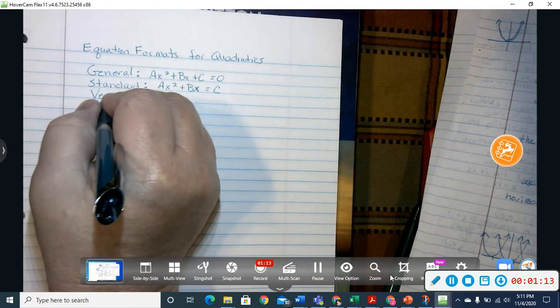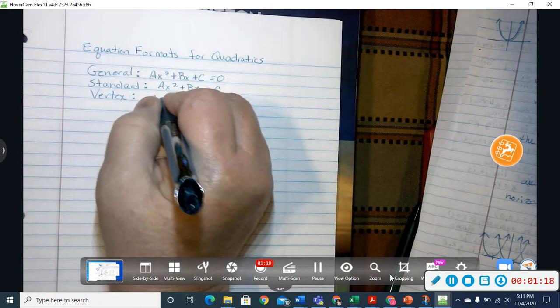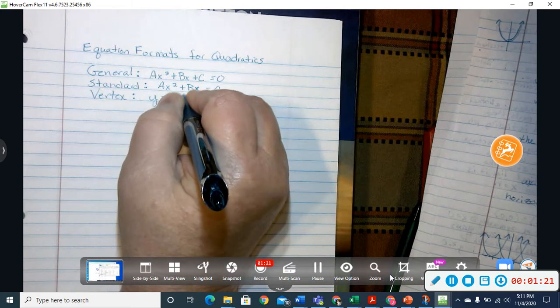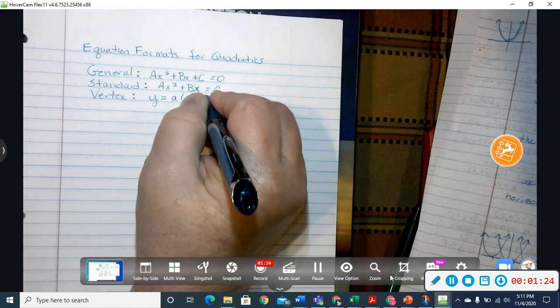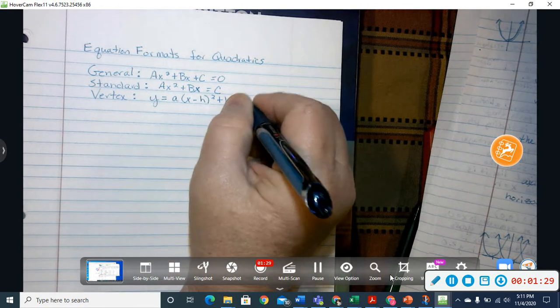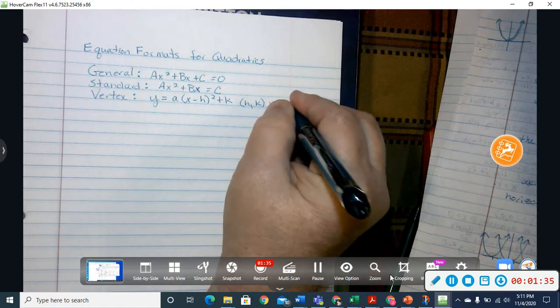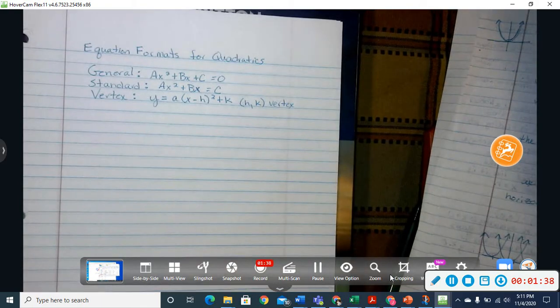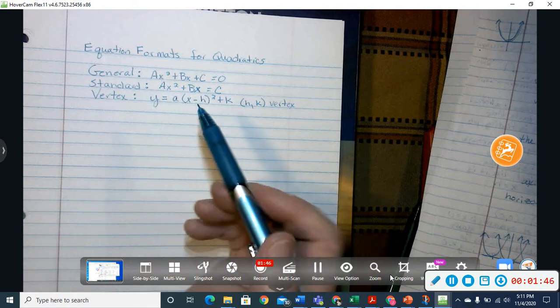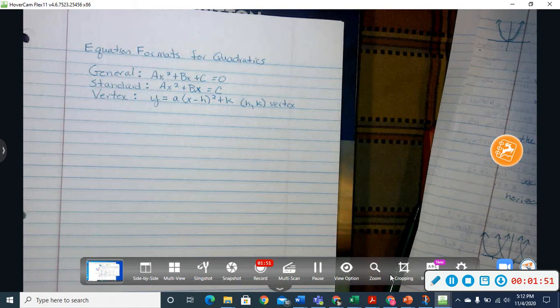And then we have the vertex form of an equation, which is y equals a times x minus h squared plus k. And we know that the values h and k represent the vertex, x and y, of the parabola. One of the skills that you would need is to know how to change from one of these equation formats to the other.